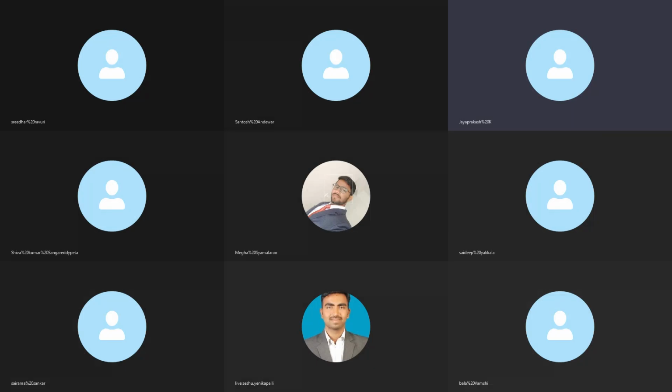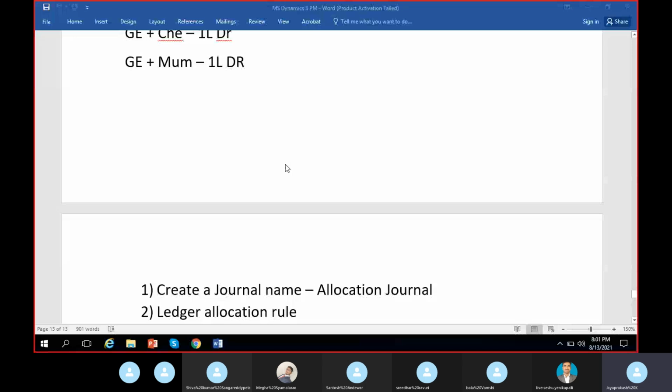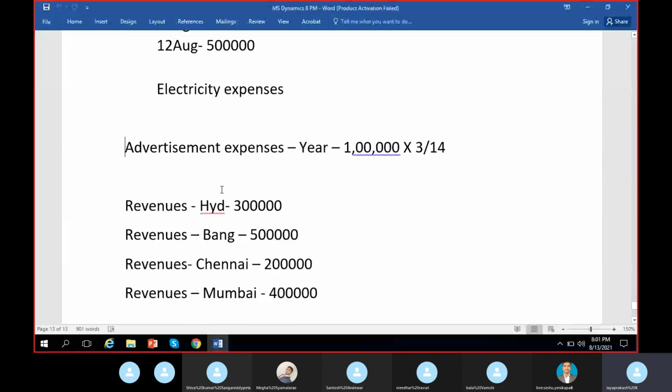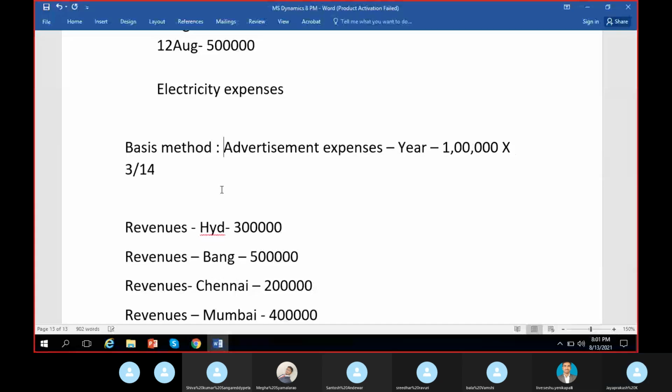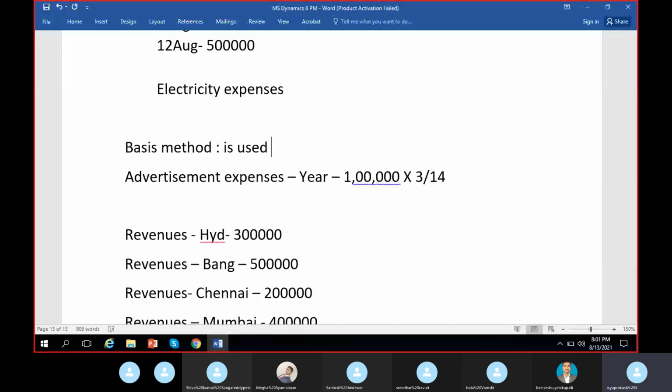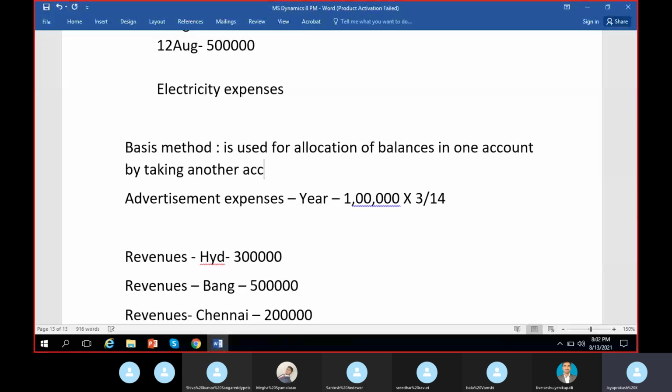So going about the basis method, I'll just write down a point here. Basis method is used when balances in one account are allocated by taking another account as the basis. Okay.